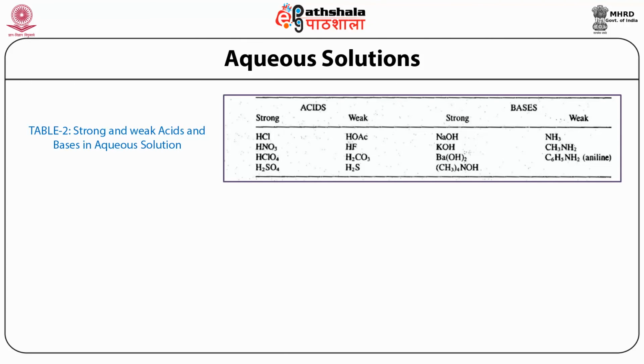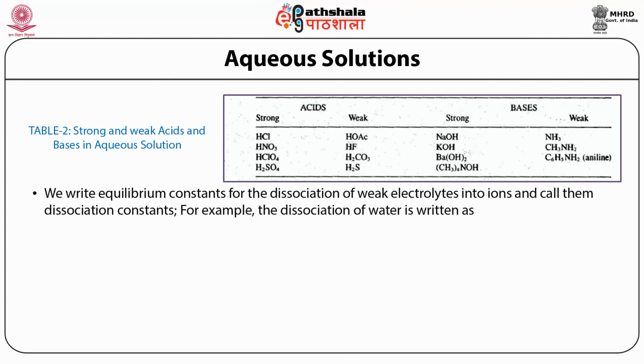Then the strong bases, including sodium hydroxide, potassium hydroxide, barium hydroxide, and many more, and the weak bases including aniline, amine, and ammonia. We write equilibrium constants for the dissociation of weak electrolytes into ions and call them dissociation constants.